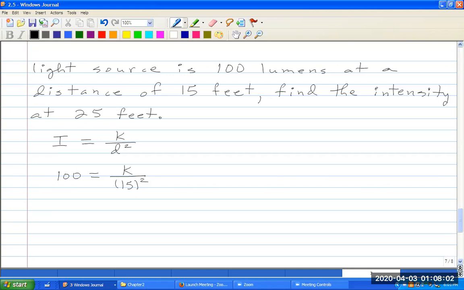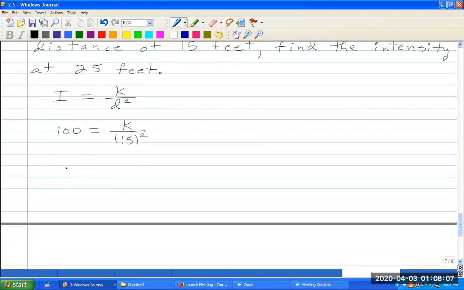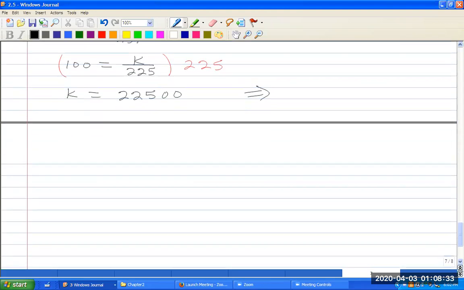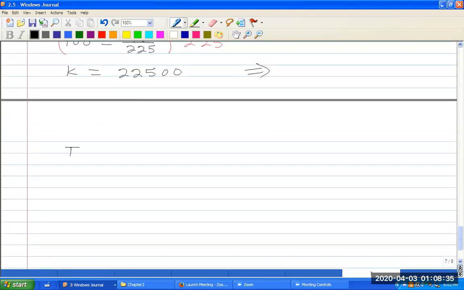Find the intensity. So first let's figure out what k is. And so I have 100 is equal to k over 225. Let me multiply both sides of my equation by 225. So that says that k is equal to 22,500. And so I have that the intensity I is equal to 22,500 over the distance squared.